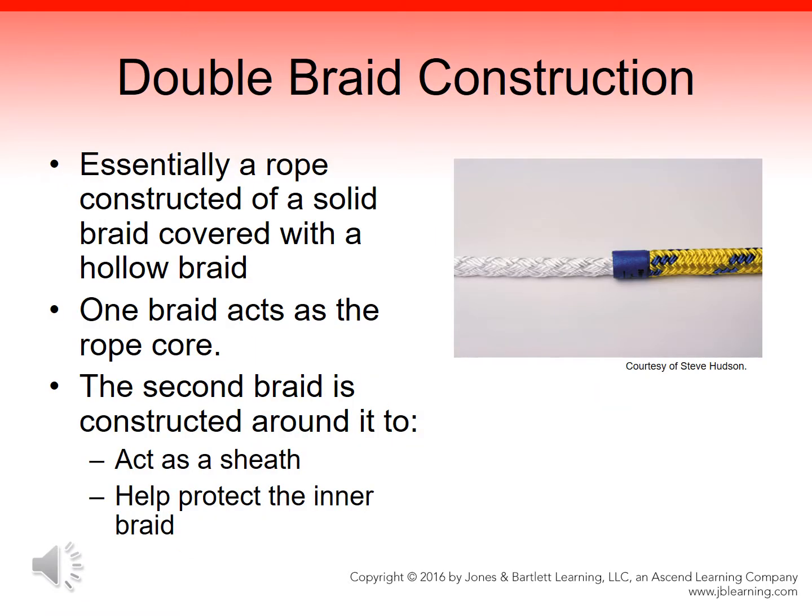Double braid construction. Essentially a rope constructed of a solid braid covered with a hollow braid. One braid acts as the rope core. The second braid is constructed around it to act as a sheath and help protect the inner braid. What other type of rope construction does double braid resemble?